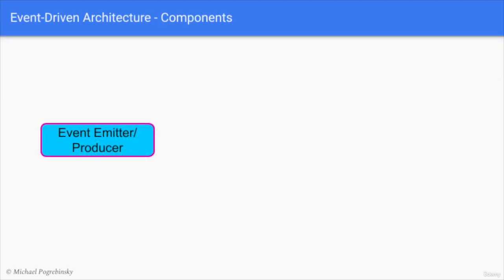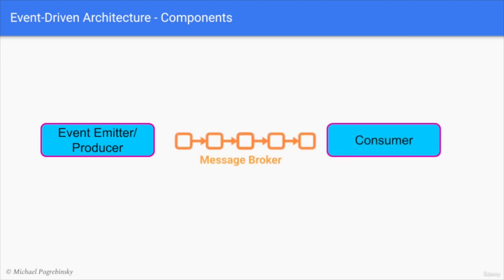In an event-driven architecture, we have three components. On the sending side, we have the event emitters, which are also referred to as producers. On the receiving end, we have the event consumers, and in between, we have the event channel, which is essentially the message broker we learned about in a past lecture.